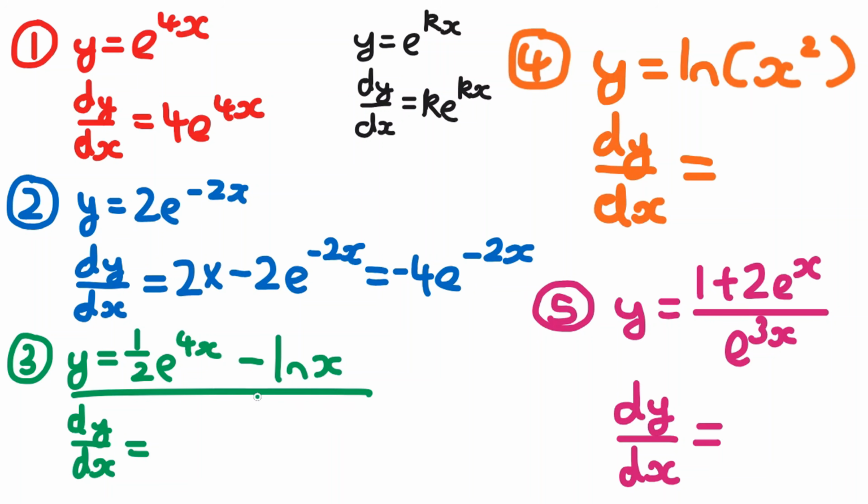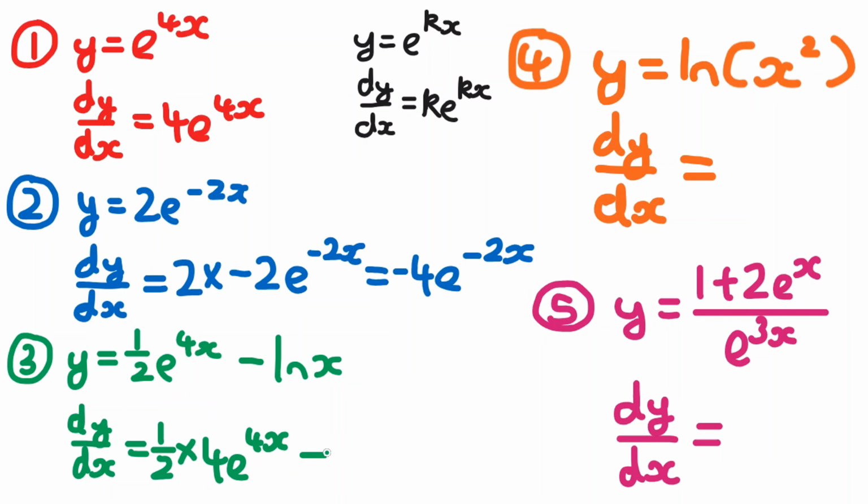If y is equal to a half e to the power of 4x minus the natural log of x, dy over dx is going to be, so this half coefficient is here, and this is multiplied by the derivative of e to the power of 4x, which is 4e to the power of 4x, and then this is minus the derivative of the natural log of x, which is just 1 over x. And then we can simplify this. Half times 4 is equal to 2, so it's 2e to the power of 4x minus 1 over x.